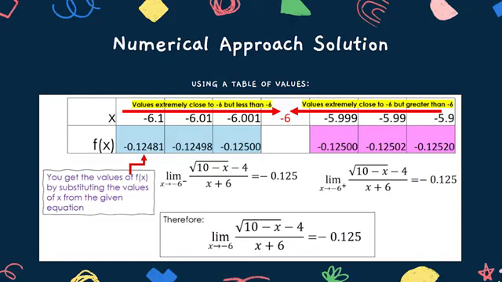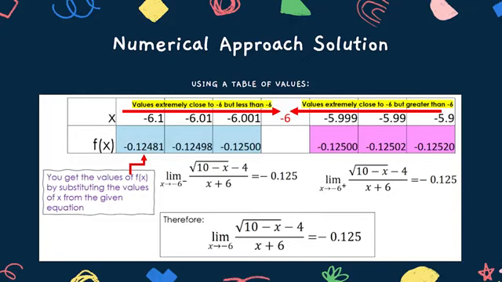And on the number line, you can see that on the left of negative 6, it goes to negative 7. So the values on the left should be negative 6.1, negative 6.01, negative 6.001. Then the values on the right, which are values extremely close to negative 6 but greater than negative 6, should be negative 5.999, negative 5.99, and negative 5.9.